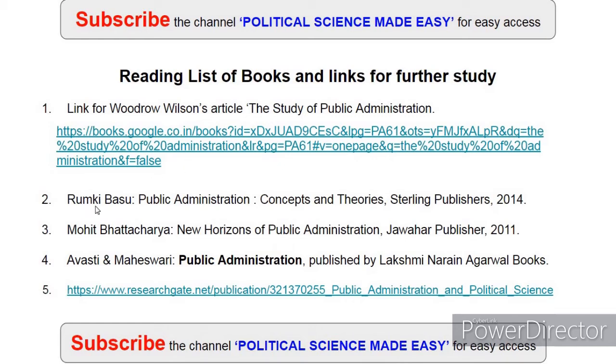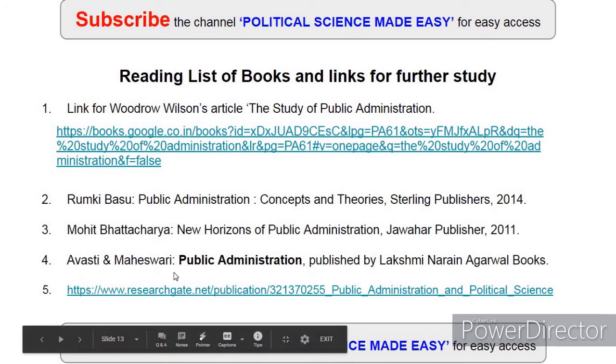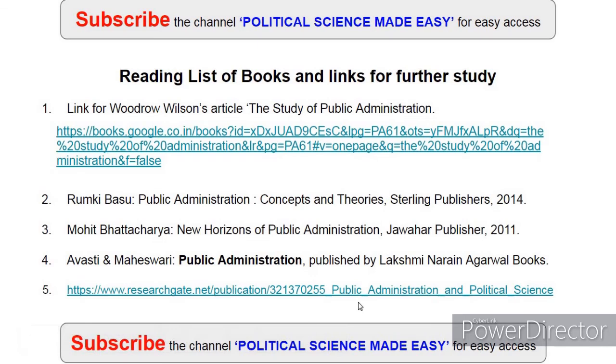Then important books: Rumki Basu, Public Administration: Concepts and Theories, published by Sterling Publishers. Mohit Bhattacharya, another good book, New Horizons of Public Administration, published by Jawahar Publishers. Then Avasthi and Maheshwari, Public Administration, published by Lakshmi Narain Agarwal. There is another good link for students of public administration. Here also you get links to certain books of public administration.